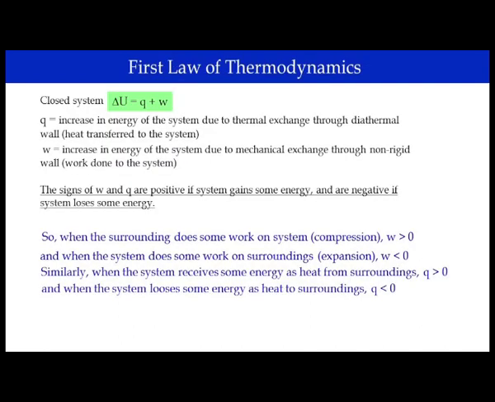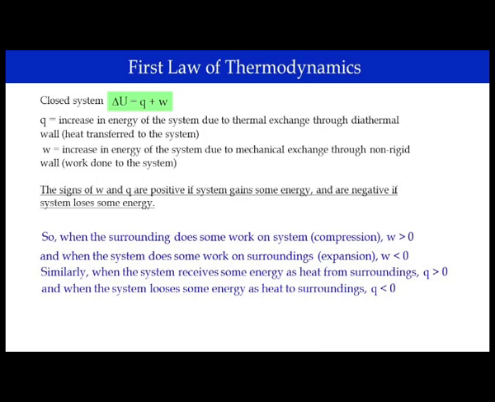So, if you want to write the first law of thermodynamics in a general form for a closed system, then we will write the change in internal energy as ΔU = Q + W. What is Q? Q is the increase in the energy of the system due to thermal exchange through a diathermal wall, and W is the increase in the energy of the system due to mechanical exchange or expansion work through a non-rigid wall. Obviously, if it is a rigid wall, there will be no movement of the walls, no volume change, and then W will be 0. So, in both cases, Q and W, we are talking about increase in energy.